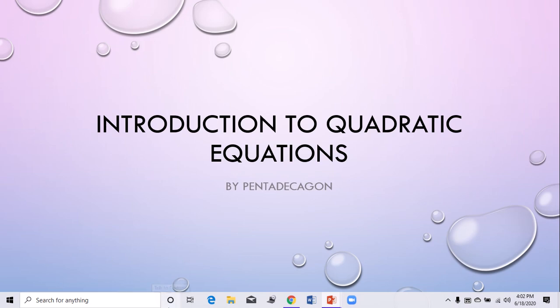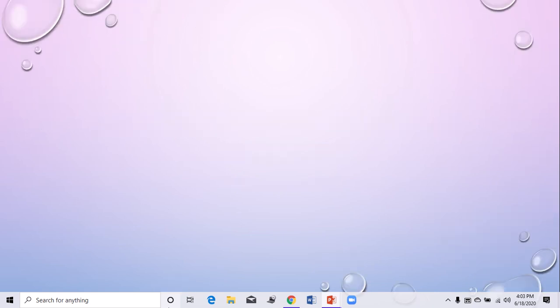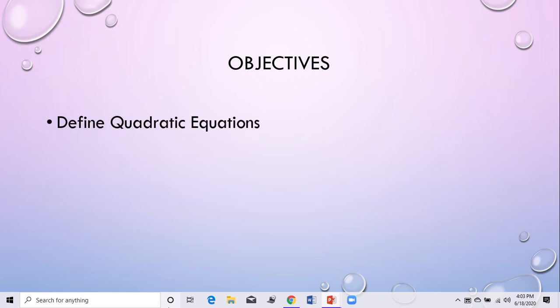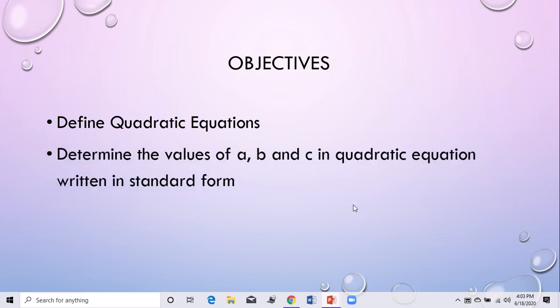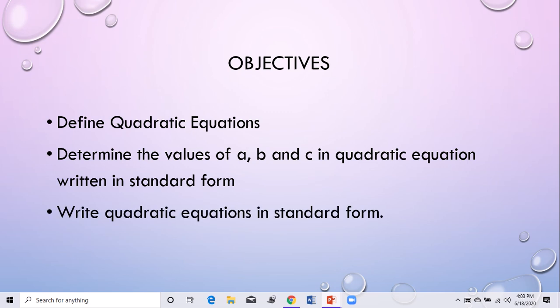Okay, so Introduction to Quadratic Equations. Let us have first the objectives. One, let us first define quadratic equations. Determine the values of a, b, and c in a quadratic equation written in standard form. Write quadratic equations in standard form.